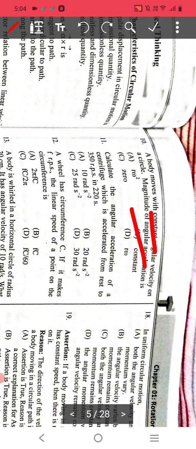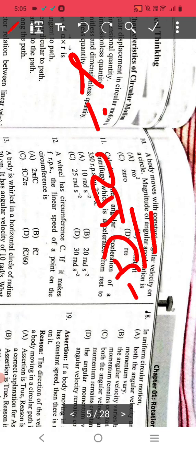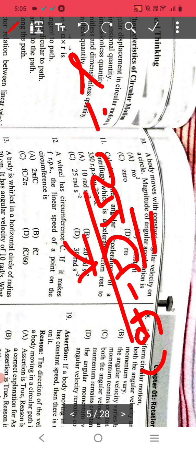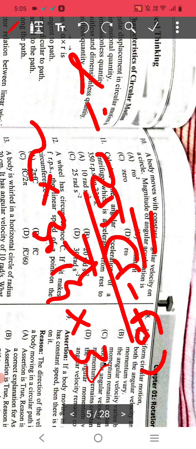11. Calculate the angular acceleration of a centrifuge which is accelerated from rest to 350 rotations per second in 220 seconds. How to calculate? Alpha is omega minus omega naught upon t. Omega we know is 2 pi f. So alpha is equal to 2 pi times f minus f naught divided by t. 2 into 3.14, f naught is 0. So 2 pi multiplied by 350, so 2 into 3.14 multiplied by 350 divided by t. The value of t is given as 220 seconds. Let's calculate this. So it comes out to be 6.28.